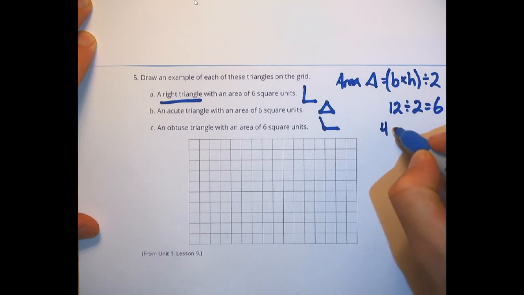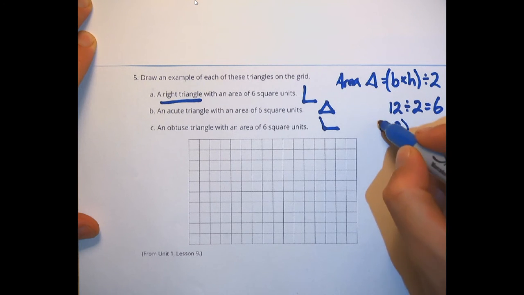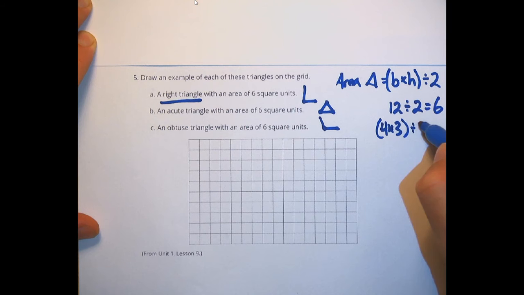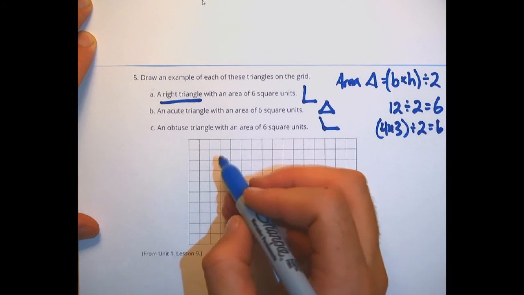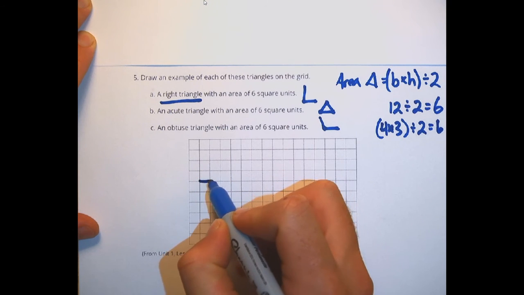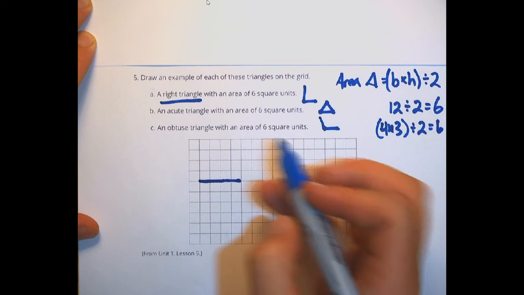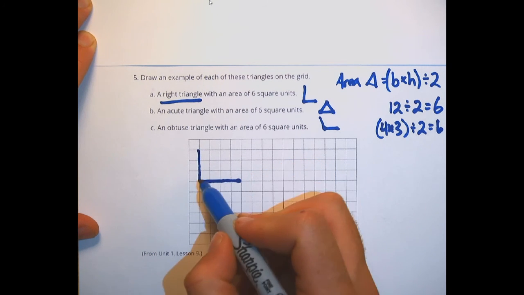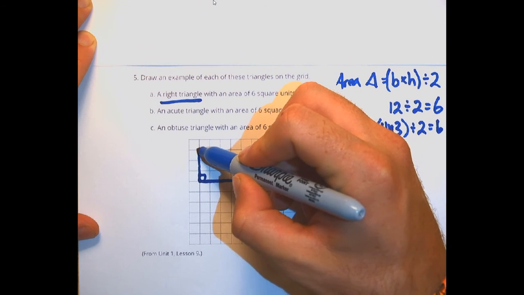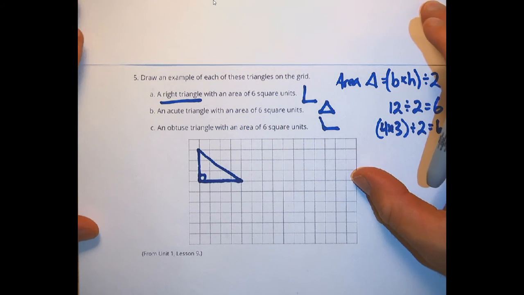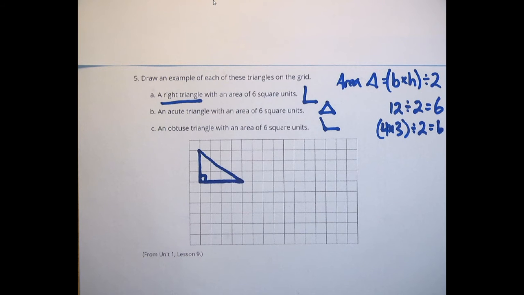Let's do 4 times 3 divided by 2 equals 6. That means our base is going to be 4 and our height is going to be 3. So if we're doing our right angle, we're going to do base 1, 2, 3, 4. Base of 4, height of 3. We have our right angle, and we just connect our lines. That is a right triangle with an area of 6 square units.